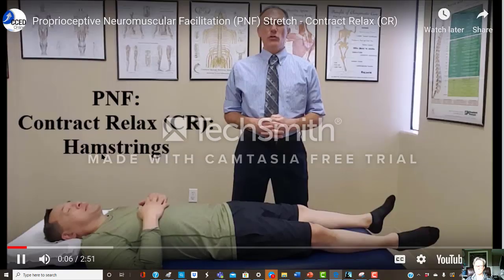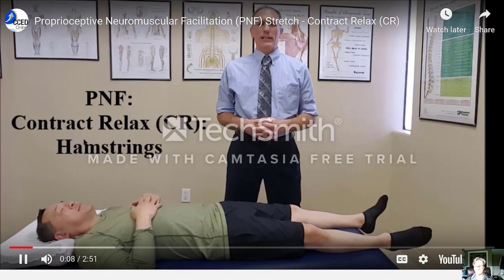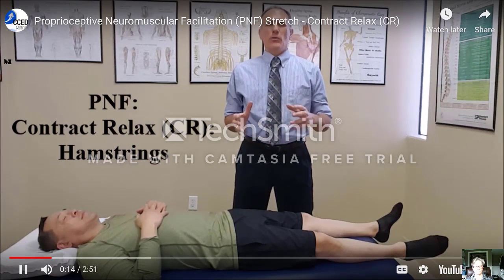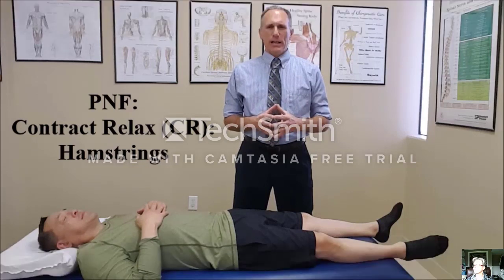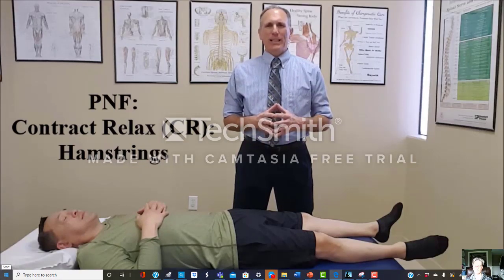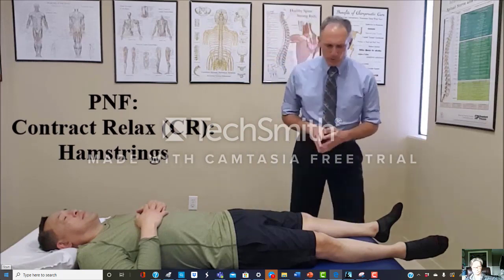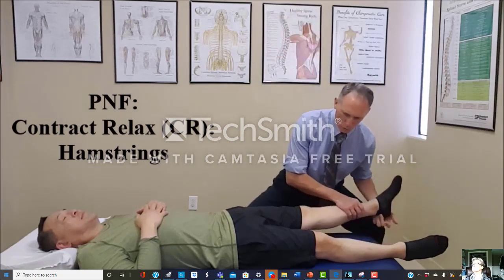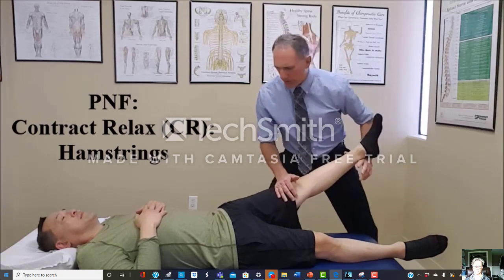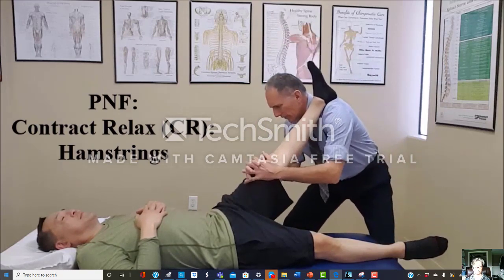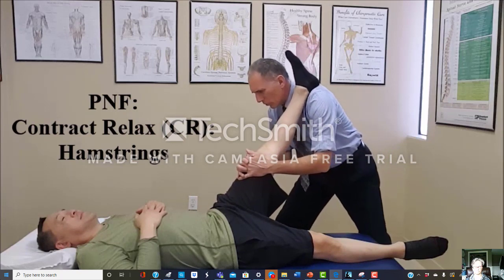One type of PNF stretching is called contract relax. Contract relax is when the muscle that is being stretched first performs an isotonic contraction. I'm going to be demonstrating on the hamstring muscles. The patient is laying supine. We're going to raise the patient's leg into hip flexion until they feel a mild, comfortable stretch.